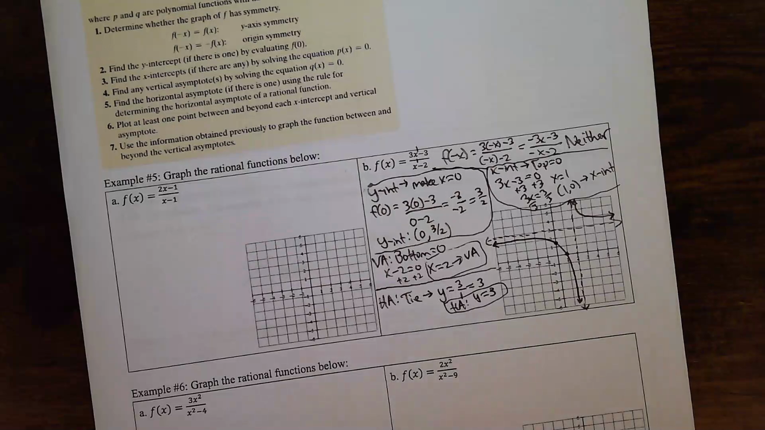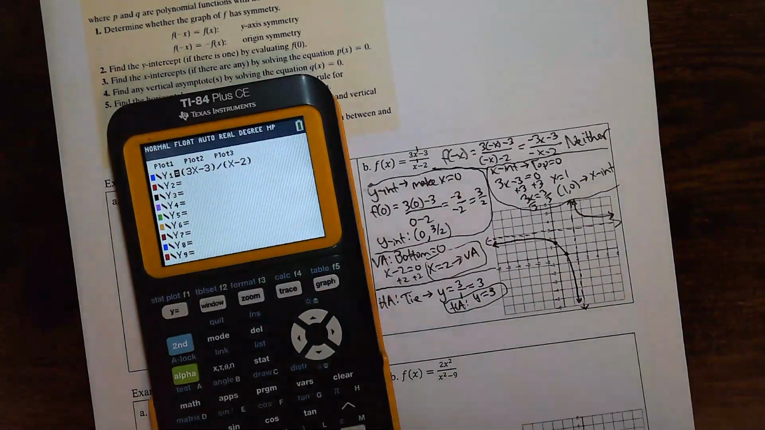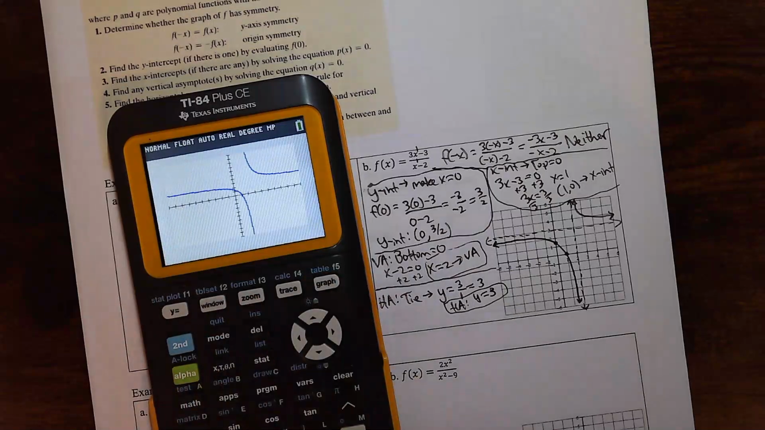I was going to show you real quick, I can go to my calculator. I like using your calculator to check your answers. You type that in there, press graph, and look. Obviously you can't see the asymptotes in the calculator, but at the very least you can get an idea of making sure your curves are in the right spot, and mine are.